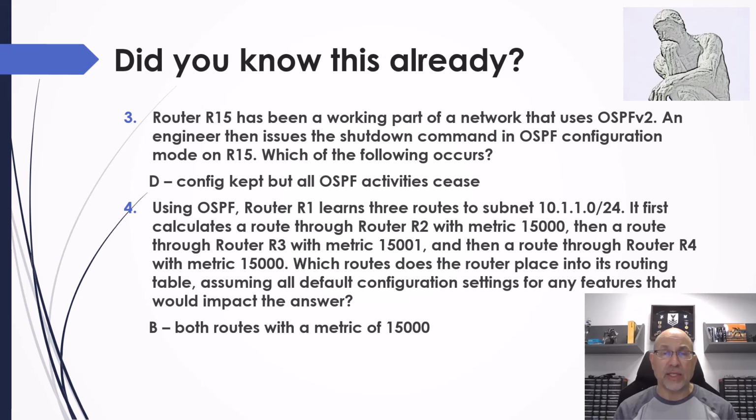to that destination from 2 different routes. So it would install both of the routes with the lower metric of 15,000.